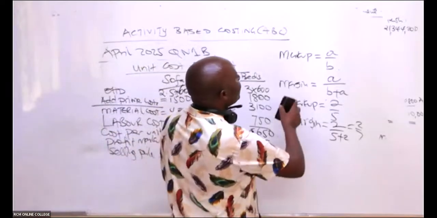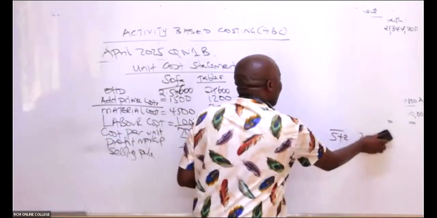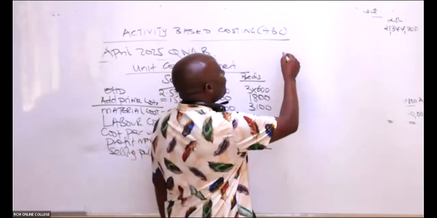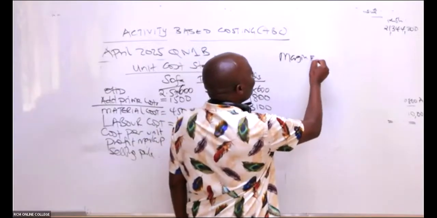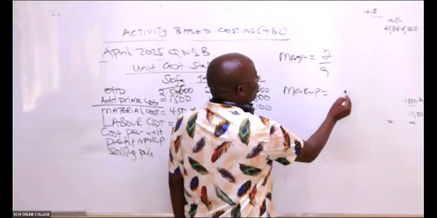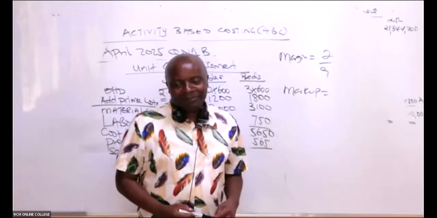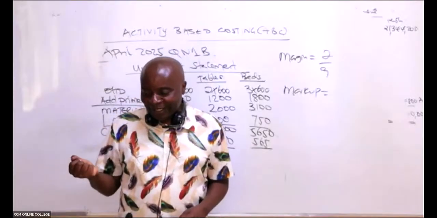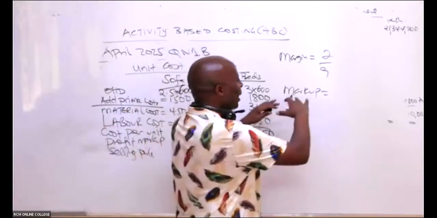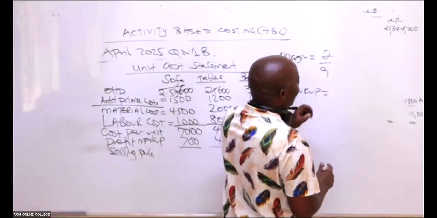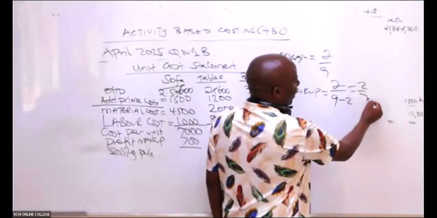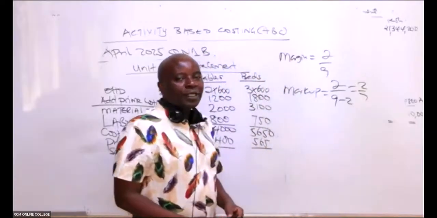Thank you so much. What if some examiner gave you margin as 2 over 9? What do you think will be the markup? Markup is the smaller one, isn't it? So for markup, the denominator is always smaller. So it'll be 2 over 9 minus 2, which will be 2 over 7.